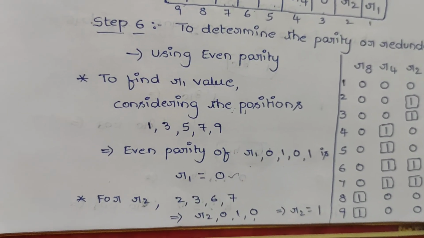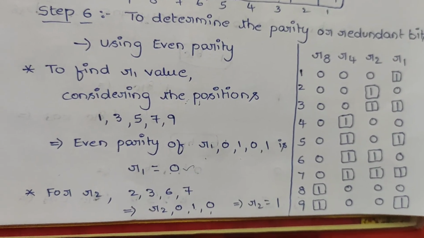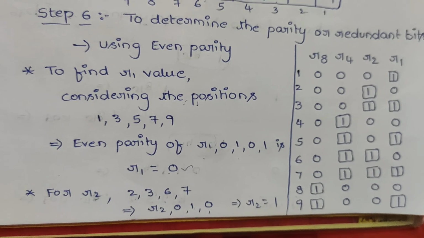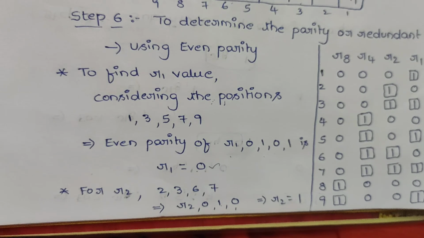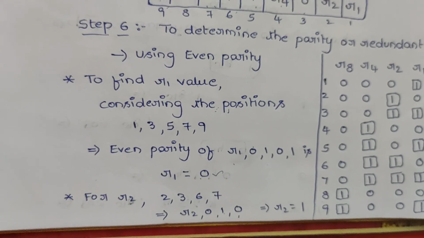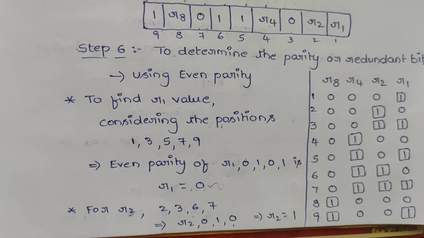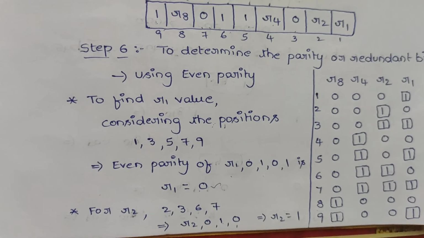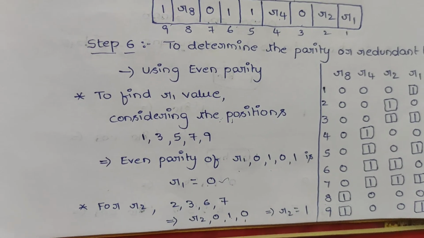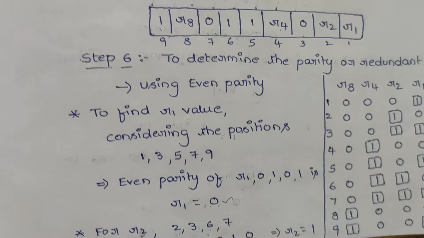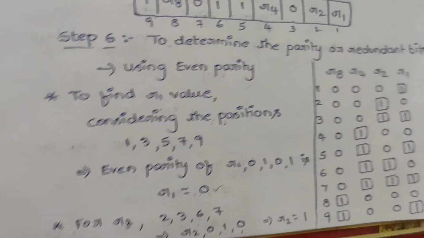So like that we need to find the R2 value. From the table we need to consider only the ones, and where that one is located we consider those positions. So for R2 the positions are 2, 3, 6 and 7. From the code word, the position values are: in the second position the value is R2, in the third position the value is 0, in the sixth position the value is 1 and in the seventh position the value is 0. So by applying even parity the R2 value is 1.